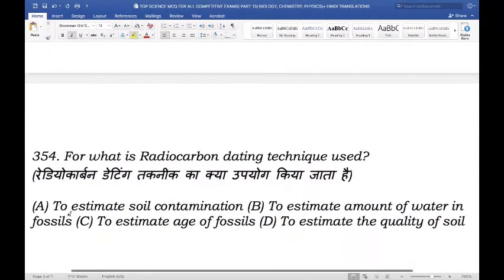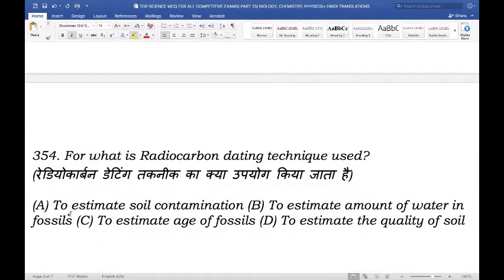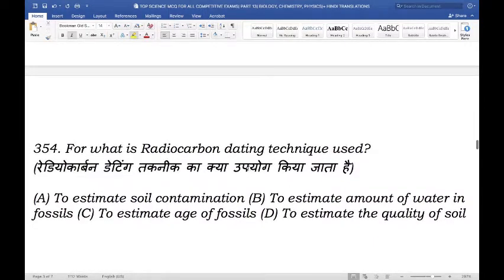Next question. What is the radiocarbon dating technique used for? Is it used for estimating soil contamination, estimating the amount of water in soil, estimating the amount of water in fossils, estimating the age of fossils, or estimating the quality of soil? So the radiocarbon dating technique is used to estimate the age of fossils. Radiocarbon dating is a technique used by scientists to learn the age of biological specimens.